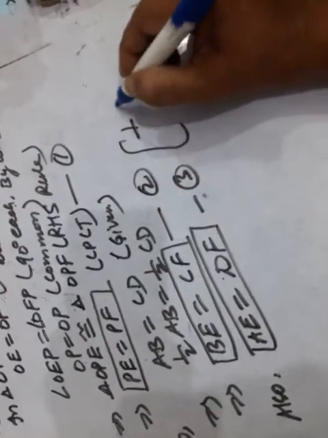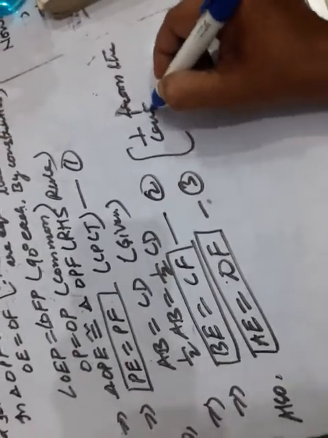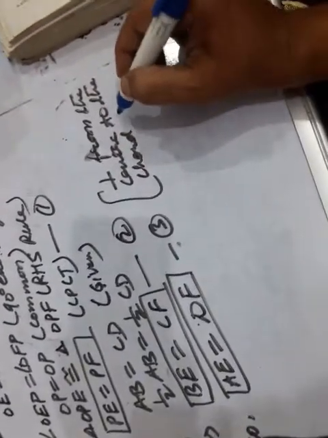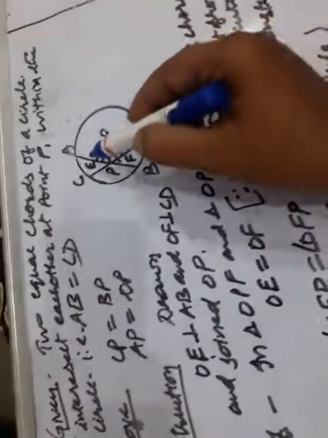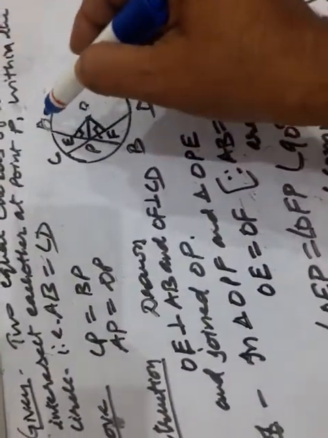Here, perpendicular from the center to the chord bisects the chord. Okay children, since OE is perpendicular to AB, this implies that what? AE equal to BE, AE equal to BE, children.